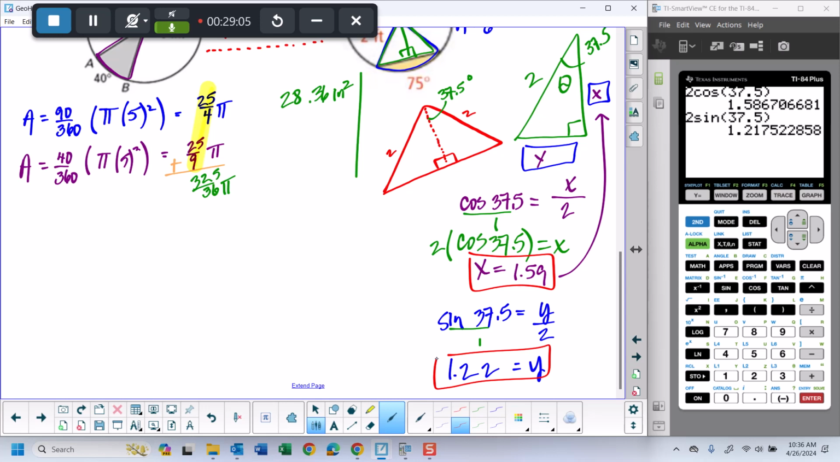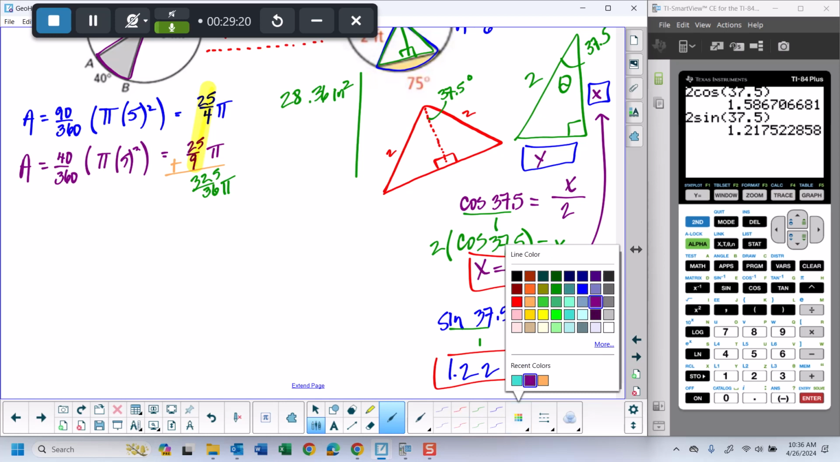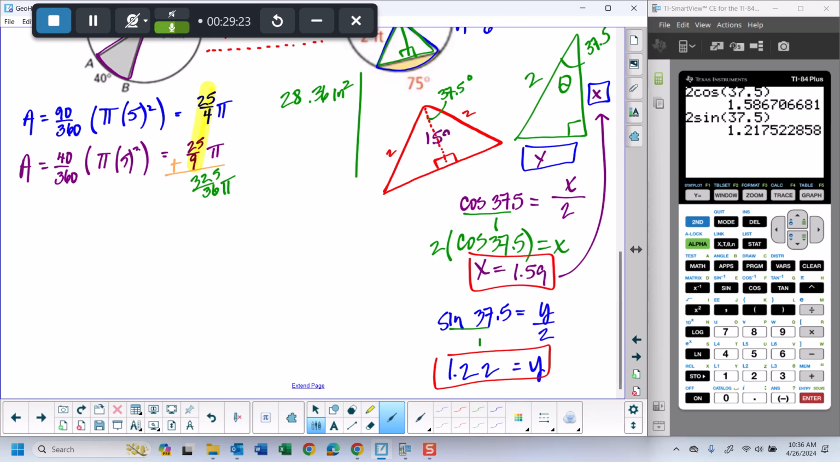Now I've got to ask, what am I going to do with those numbers now? How am I going to get that back into my triangle? So just walk the dog backwards and figure out what you just solved for. Your height of the triangle was 1.59. Your short leg was 1.22. Are we all okay with that? Say yes. Yes.